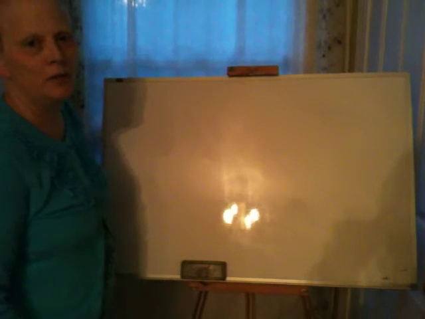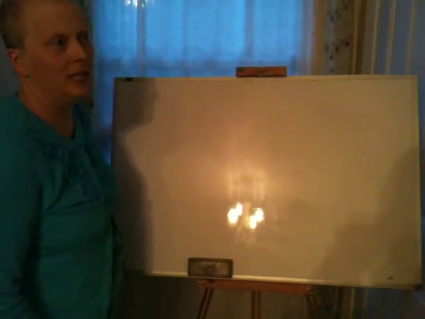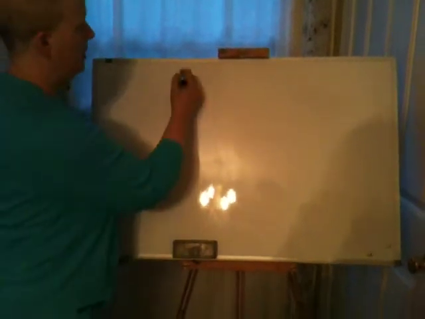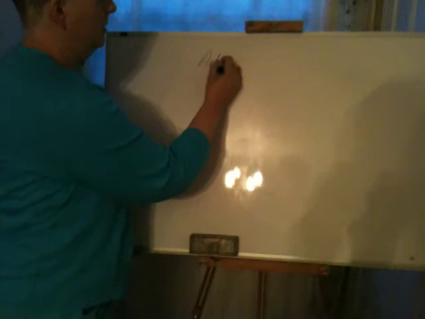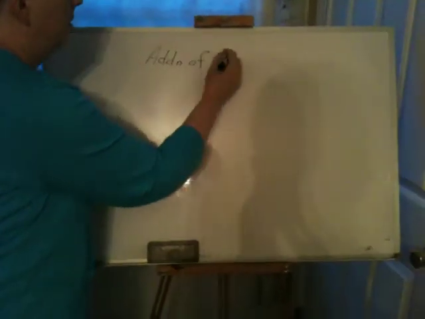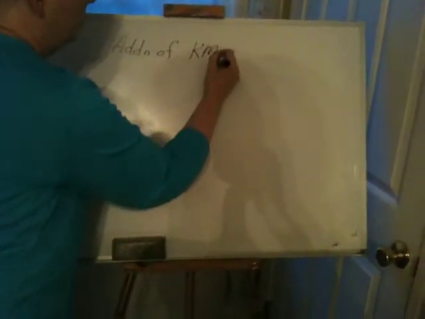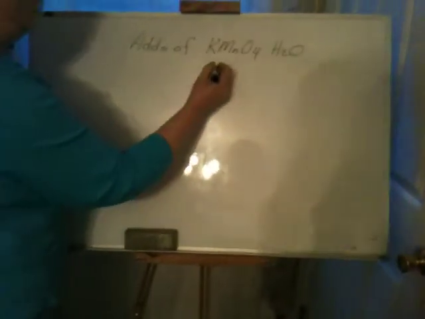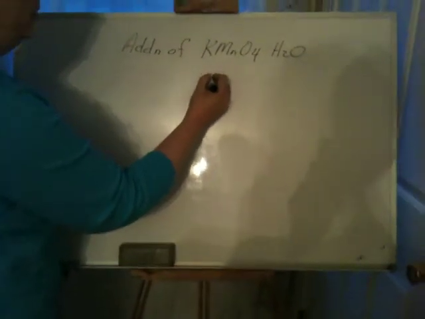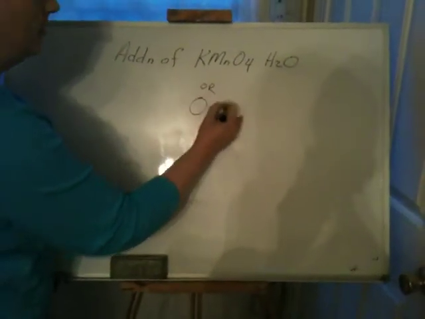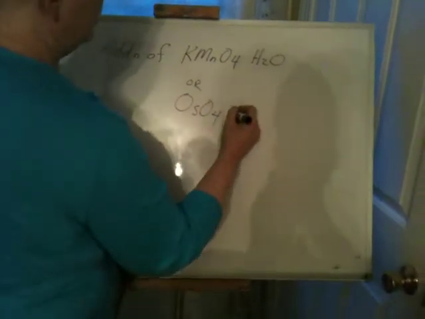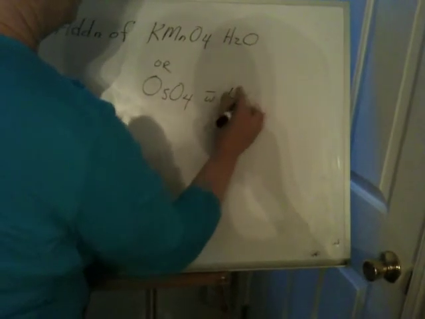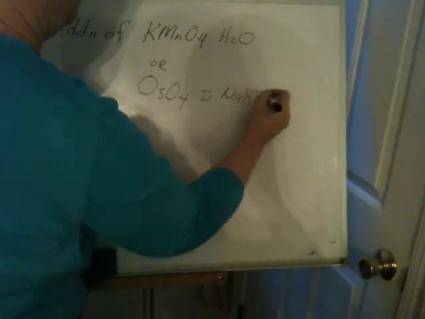What I want to do in this one is remind you of a reaction that you must learn, and I think we did it very quickly in class, and I think people are going to forget about it. And that is the addition of KMnO4 in water or the addition of osmium tetroxide with sodium bisulfite in water.